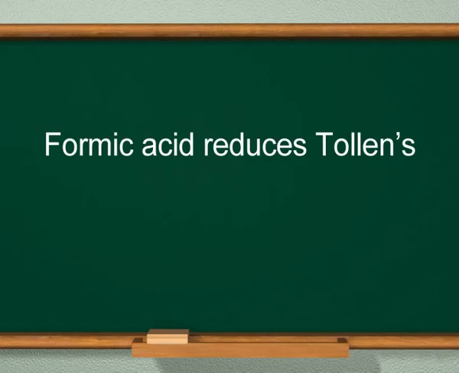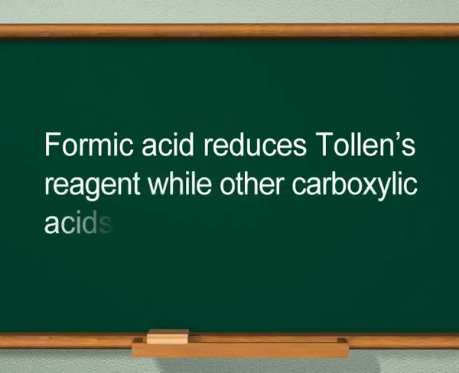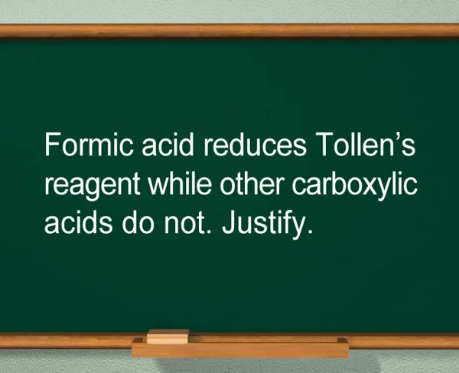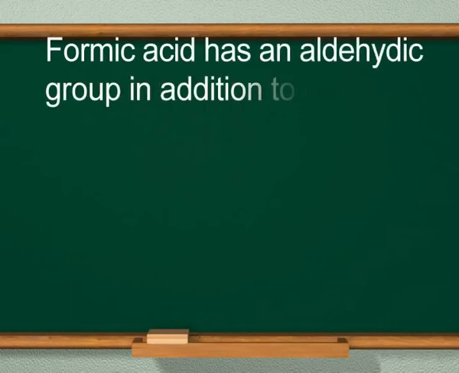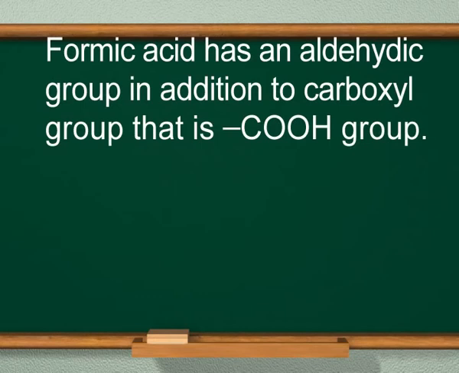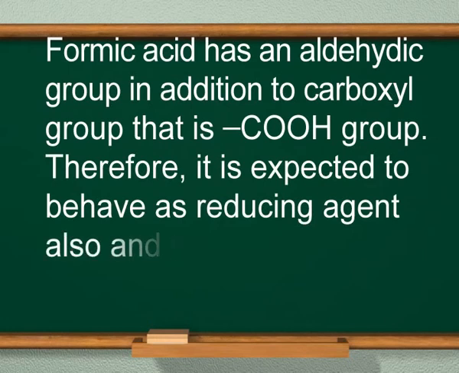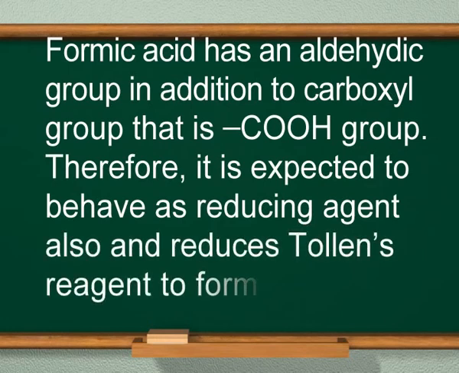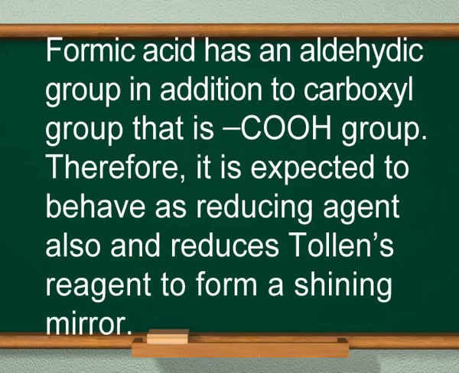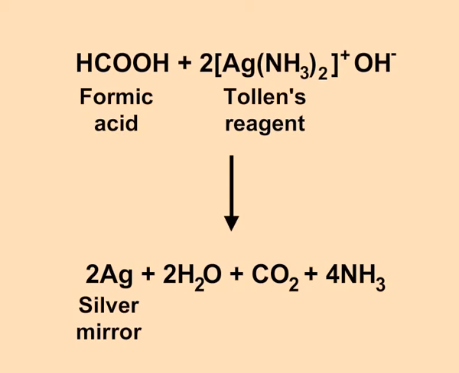My next question is, formic acid reduces Tollens reagent while other carboxylic acids do not. Justify. And the answer is, formic acid has an aldehydic group in addition to carboxyl group, that is COOH group. Therefore, it is expected to behave as a reducing agent also and reduces Tollens reagent to form a shining mirror. In the reaction shown on the screen, you will find that formic acid reacts with Tollens reagent to form a silver mirror along with water, carbon dioxide, and ammonia.